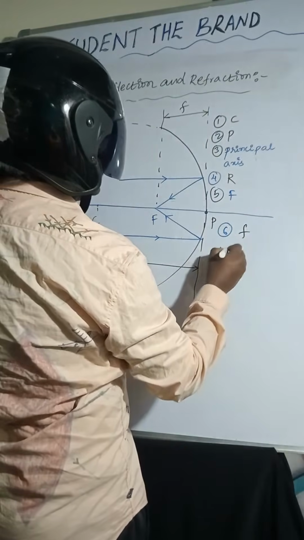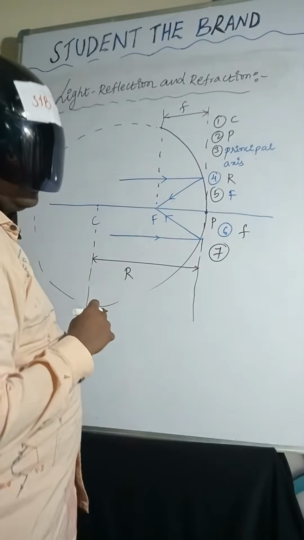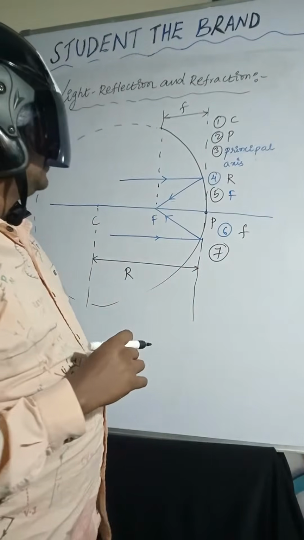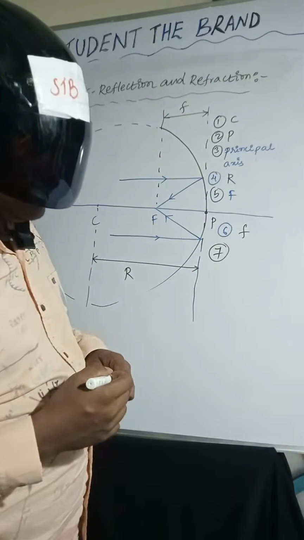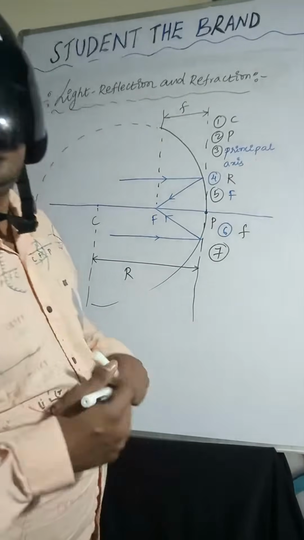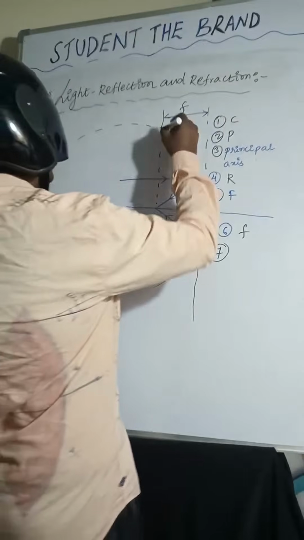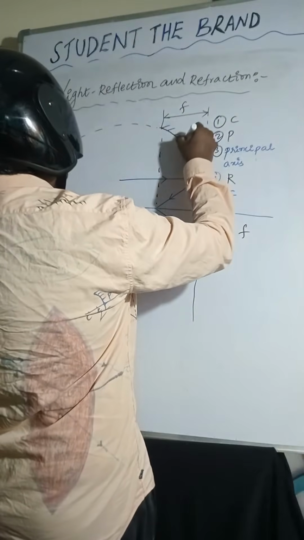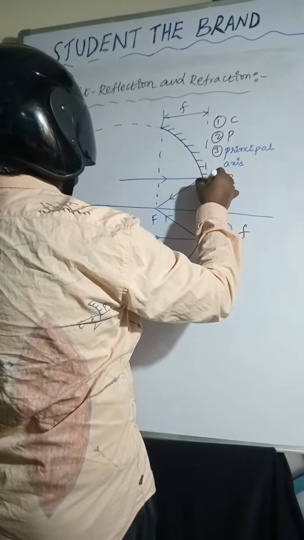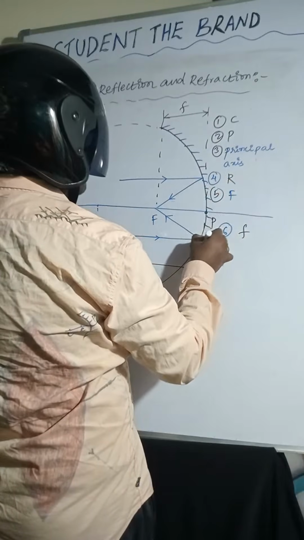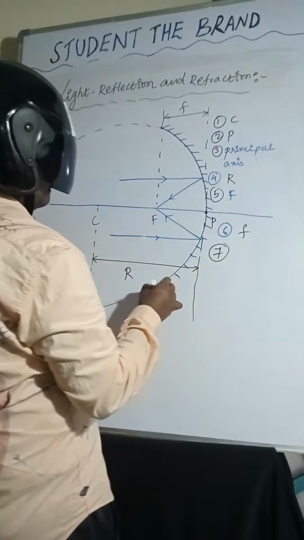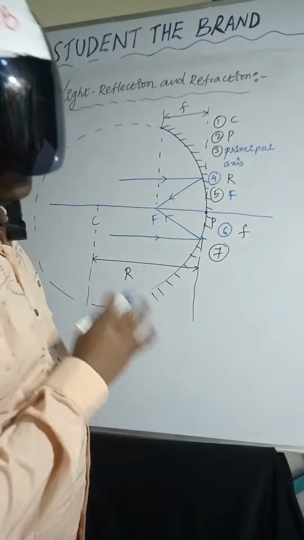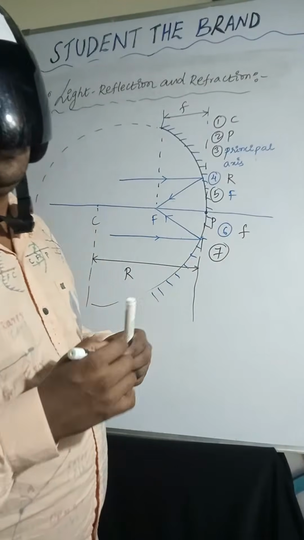And coming to the seventh one, width of the mirror. Actually, I am taking a concave mirror. So this is a concave mirror.